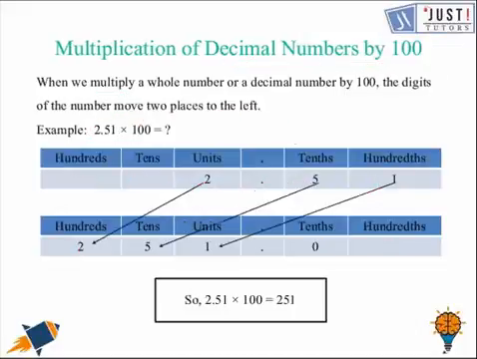Likewise, we can try to solve the question of multiplying decimal numbers by 100. Again, because we are multiplying, we'll be shifting the digits to the left, but this time we'll be doing it by two places, because we've got two zeros in the 100. We'll put the digits first of all in the place value chart, 2.51, and we'll be shifting the digits. So the units place will come to hundreds, the tenths one will come to tens, and the hundredths one will land up in units. So the answer would be 251.